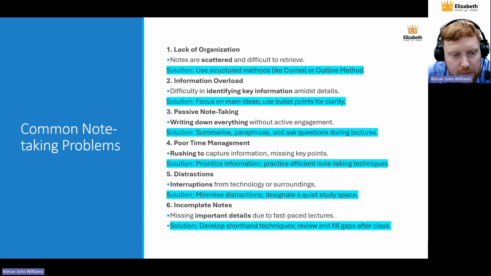And the final common problem is incomplete notes. This could be again that you're missing some important details because of the speed of the class. One solution for this could be developing shorthand techniques. You don't have to write everything in long sentences. You can just write the more important words. You then review it after class and try to fill in the gaps that you have left. So those are the most common problems, and throughout the rest of the workshop, we're going to look at some possible solutions.